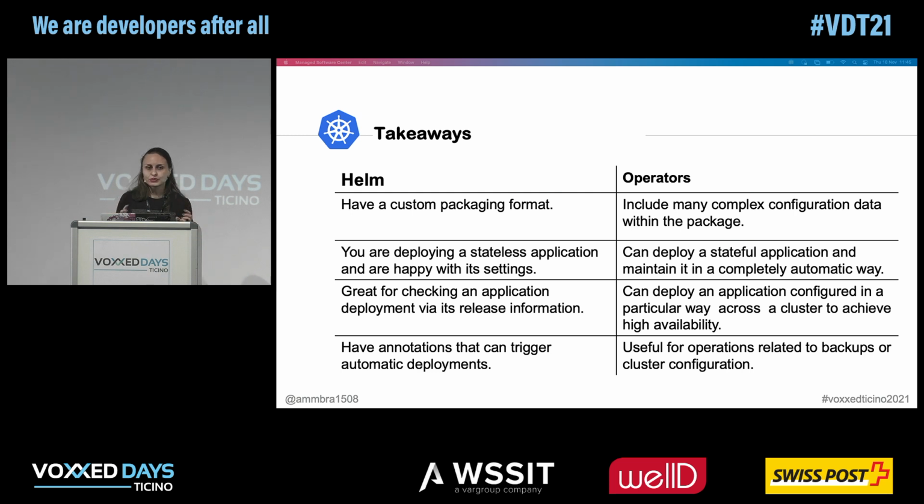Same with the Helm charts. You can also see what charts are from established vendors and see what is safe to use. It's nice that Helm has annotations that can trigger automatic deployments, but also operators bring on top of that, and you can use operators with Helm to automate even more and make sure that you're maintaining the state of everything that you're configuring for your microservice in a good shape. And it's useful most of the time to use operators for, as I mentioned, backups and cluster configurations.